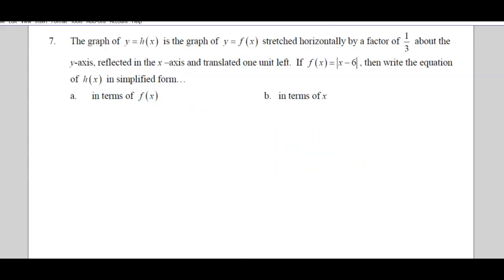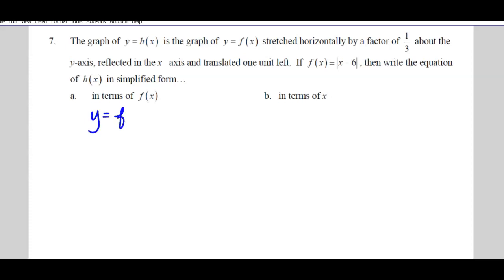So 7 says the graph of y equals h of x is the graph of y equals f of x stretched horizontally by a factor of a third, reflected in the x-axis, translated, and then it actually tells you what that original graph is. It's an absolute value function. And so we want you to write the equation of h of x, part A in terms of f of x, and part B in terms of the function. So we don't care about this part for this question here.